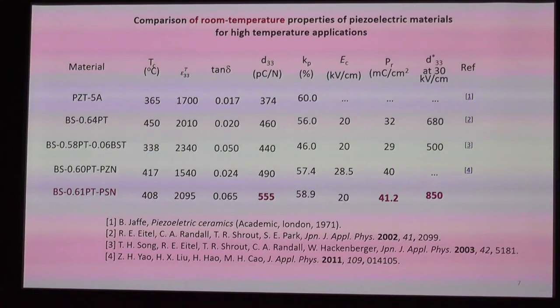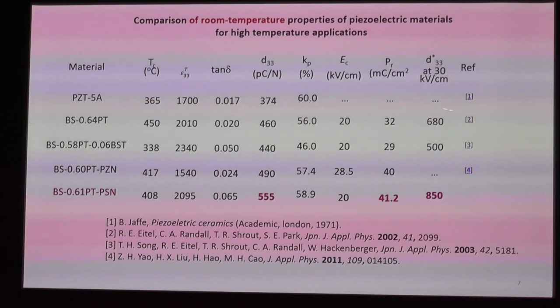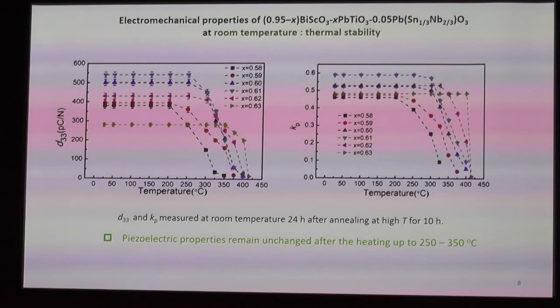But now, if we compare different ceramics designed for high temperature applications with high Curie temperature, we can see that our ceramics is the best one. D33 is higher than for the existing ones, and effective D33 is much higher. This is good, but this is not the whole story. It is not enough to have high Curie temperature. We need to be sure that the material can still work at high temperatures.